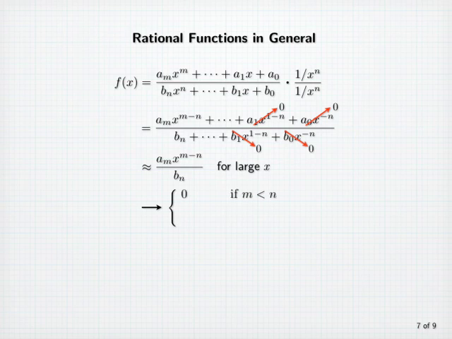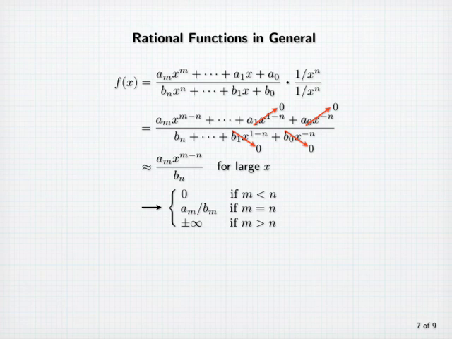If m is less than n, then the numerator involves a negative power of x, which would approach 0 as x goes to either plus or minus infinity. If m is equal to n, then that fraction is simply a sub m divided by b sub m, which will be the limit as x goes to either plus or minus infinity. If m is greater than n, then we have a positive power of x in the numerator, and so the limit will either be plus infinity or minus infinity. So we have three cases.